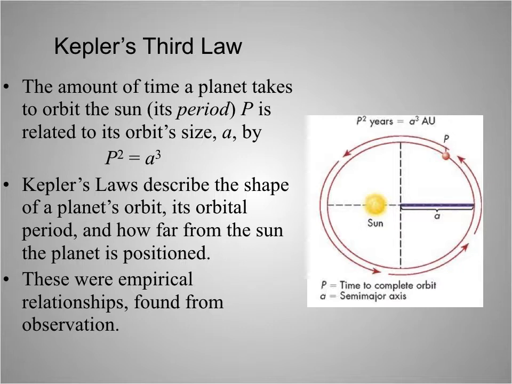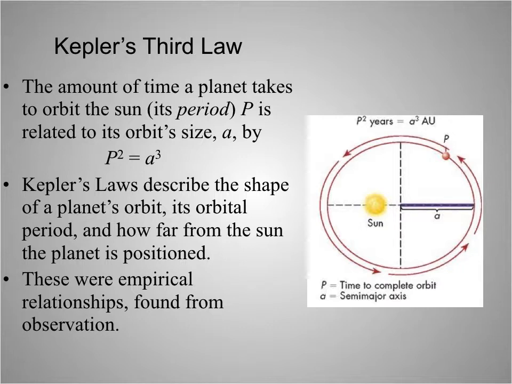How long does it take us to go around the sun? 1 year. 1 squared is 1 times 1, which is 1. And so that 1 is equal to the distance cubed. Well, what's the cube root of 1? Well, it's still 1 because we're 1 AU away. So for the Earth, it's very simple.